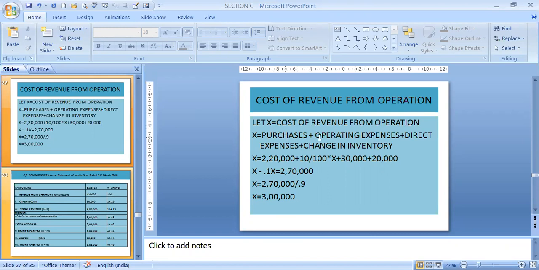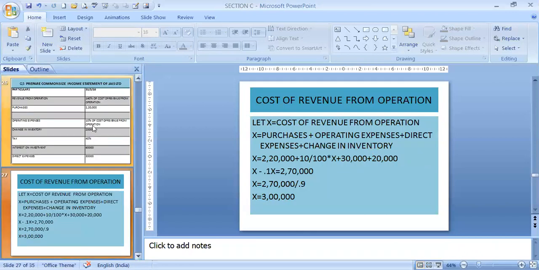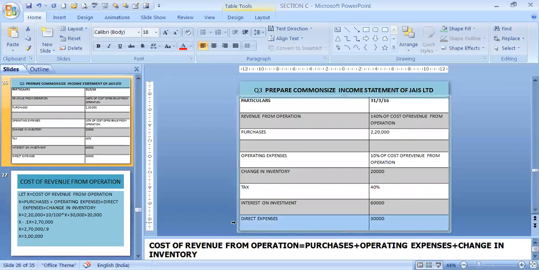Cost of revenue from operation is purchase plus operating expense plus direct expense plus changes in inventory. Purchase was given 2,20,000. Operating expense is given 10% of cost of revenue from operation. We have taken cost of revenue from operation as X, so 10 by 100 into X. Then our direct expense is 30,000 and changes in inventory is 20,000. So 30 plus 20 plus 2,20,000 and 10% of CRFO.